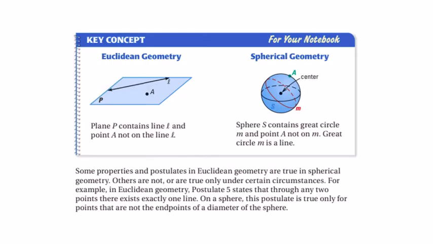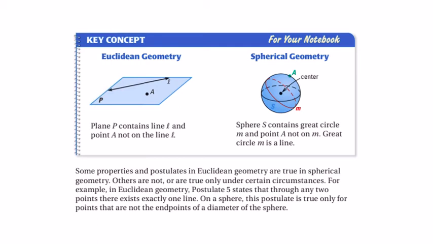So, in Euclidean geometry, we can see exactly a line on a plane, and then we see the great circles in spherical geometry. Some properties and postulates in Euclidean geometry are true in spherical geometry, others are not, or are true only under certain circumstances, so we might have to edit our statements a little bit.